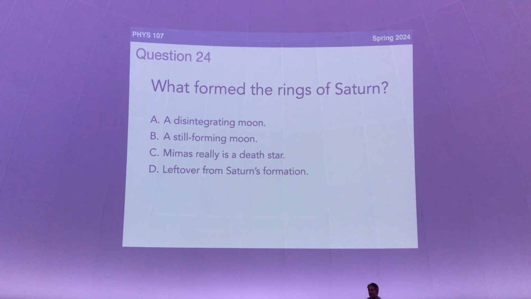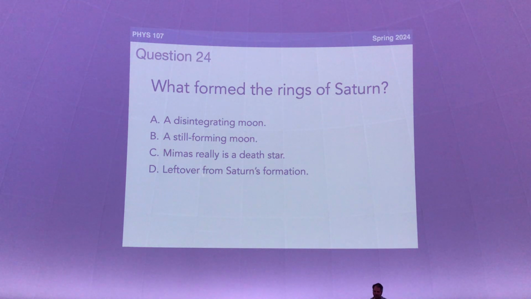What formed the rings of Saturn? A disintegrating moon, a still-forming moon, Mimas, which is really a Death Star, or the leftovers from Saturn's formation? 1, 2, 3. A few more on D.